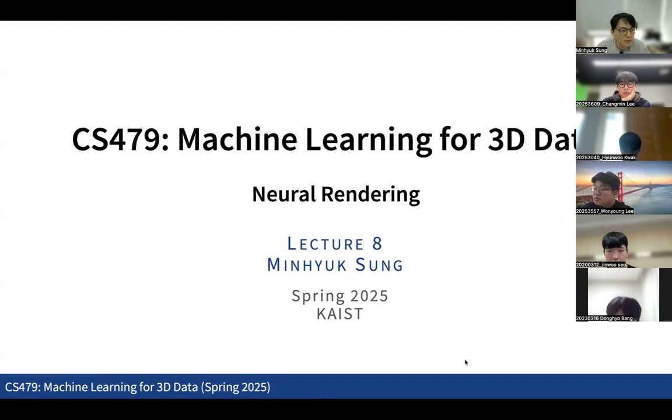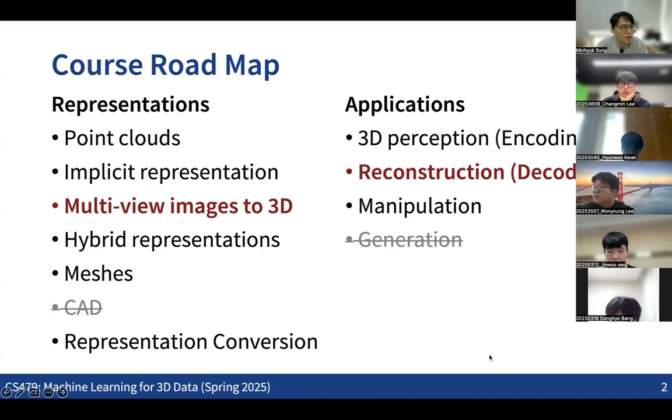Yeah. So let's continue discussing neural rendering. So far, what we have discussed in this class is some different representations and the neural net architectures that can encode and decode those representations. And from last week and the week before, we started to discuss how we can do image to 3D reconstruction. Especially for the multi-view image cases, we could do this kind of 3D reconstruction even without using any neural net.